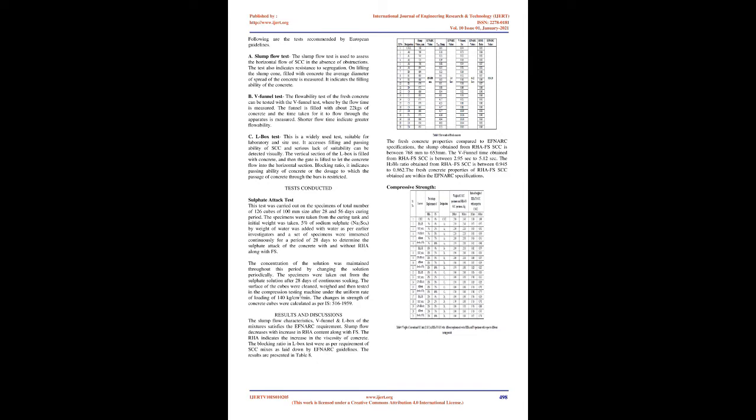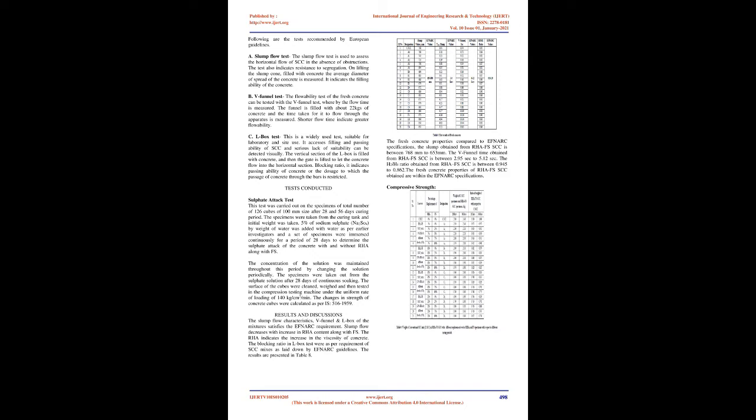A, slump flow test. The slump flow test is used to assess the horizontal flow of SCC in the absence of obstructions. The test also indicates resistance to segregation. On lifting the slump cone, filled with concrete, the average diameter of spread of the concrete is measured. It indicates the filling ability of the concrete.